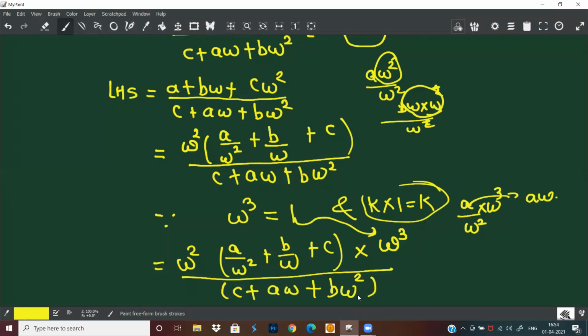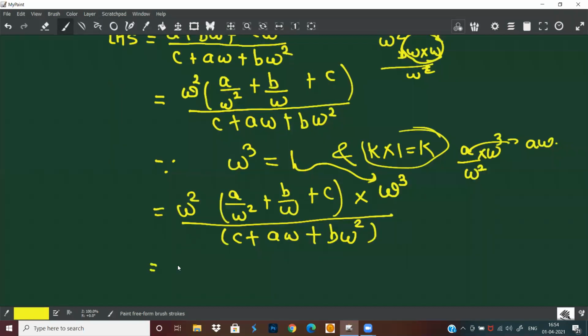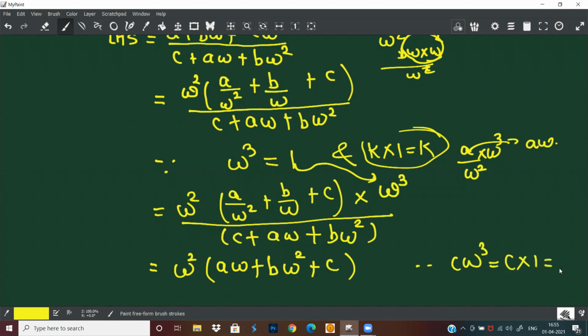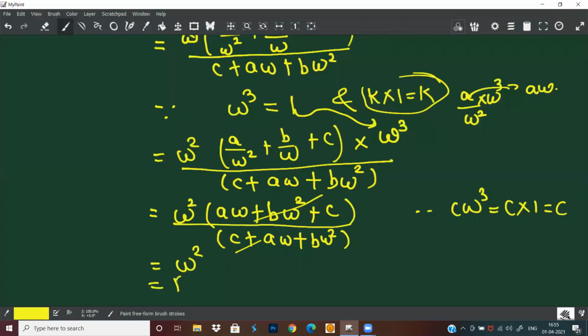All of you got it? So keeping omega square as it is, this into this will be a omega. 1 omega will cancel, it will be b omega square plus c omega cube. C omega cube is c into 1, which is c only. Correct? Upon c plus a omega plus b omega square cancel. Omega square, which is your RHS, hence proved.